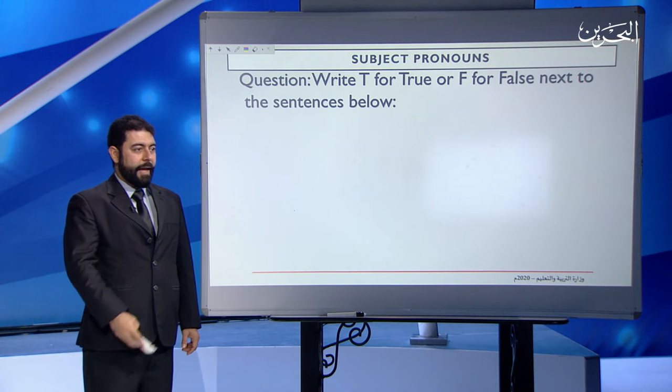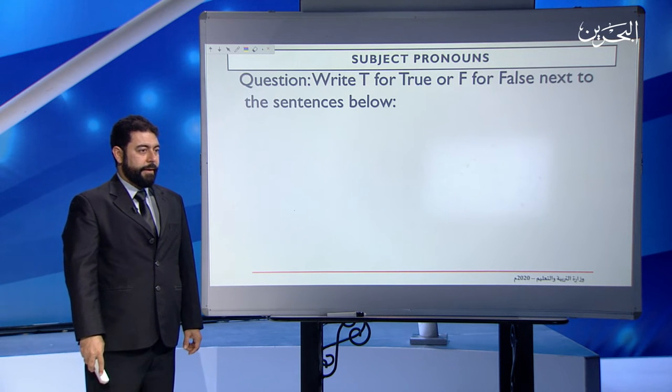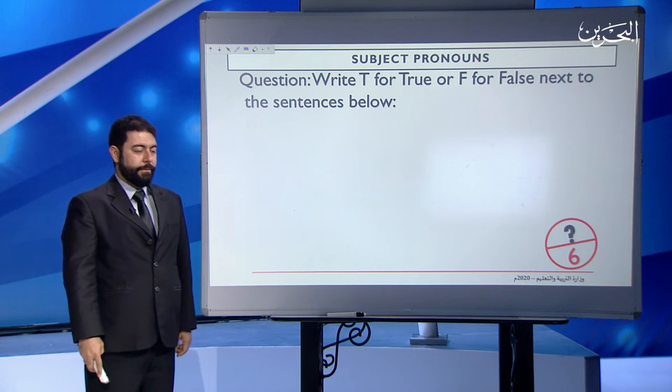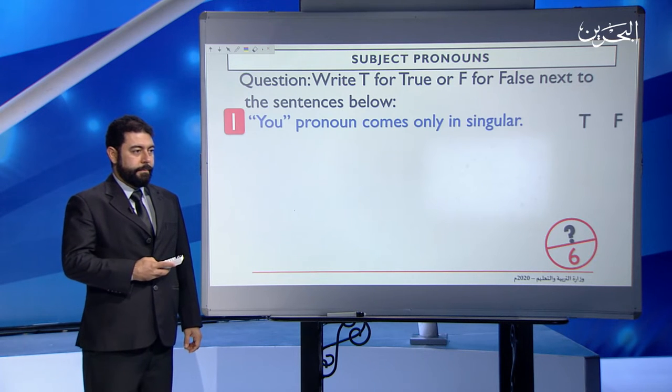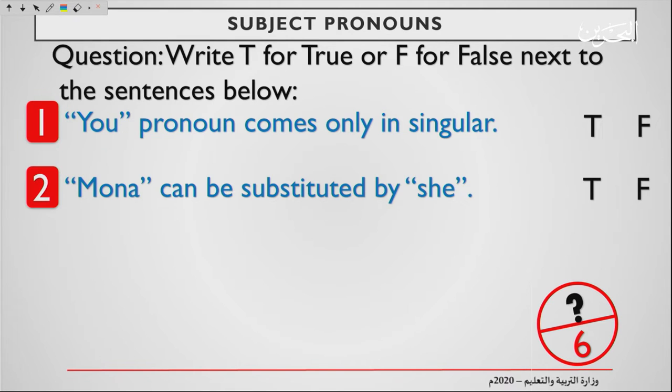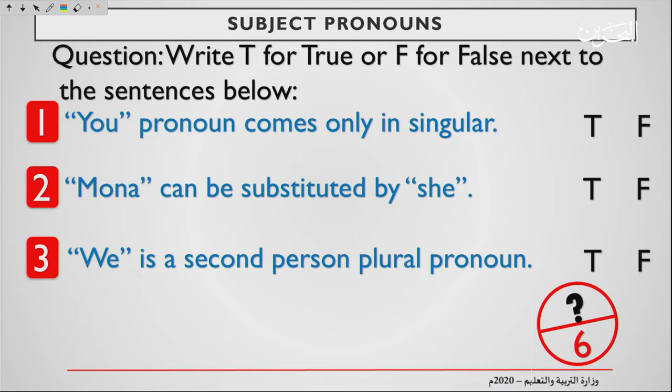All right, now we go to task one. We have a question. Write T for true or F for false next to the sentences below. And you have a mark to pay attention to. The mark is out of 6. Number one, you pronoun comes only in singular. Is it true or is it false? Think. All right. Number two, Mona can be substituted by she. Is it true or is it false? Think. Number three, we is a second person plural pronoun. Is it true or is it false?